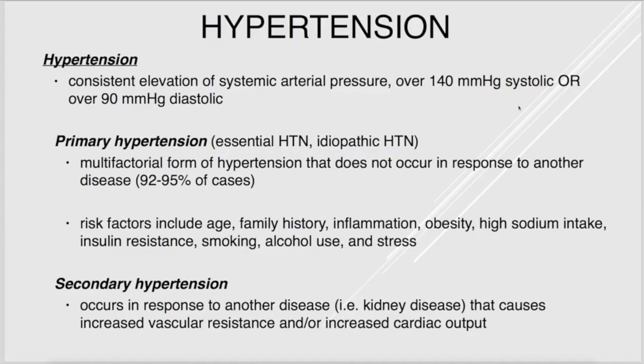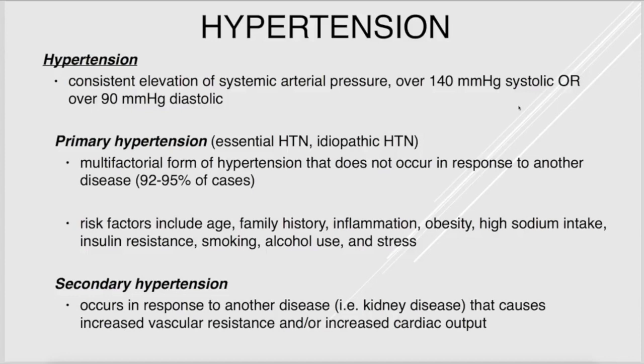So the disease is hypertension. This is elevation of systemic arterial pressure. I believe it's 130/90 now; it used to be 140/90. There are a couple of types. There's primary hypertension, which is the vast majority of cases. Primary hypertension, essential hypertension, idiopathic hypertension all mean the same thing. You should be familiar with those three names. But again, this is by far the most common.